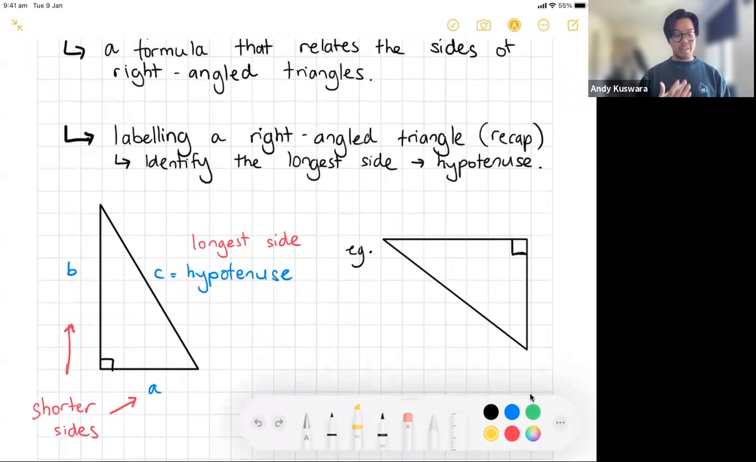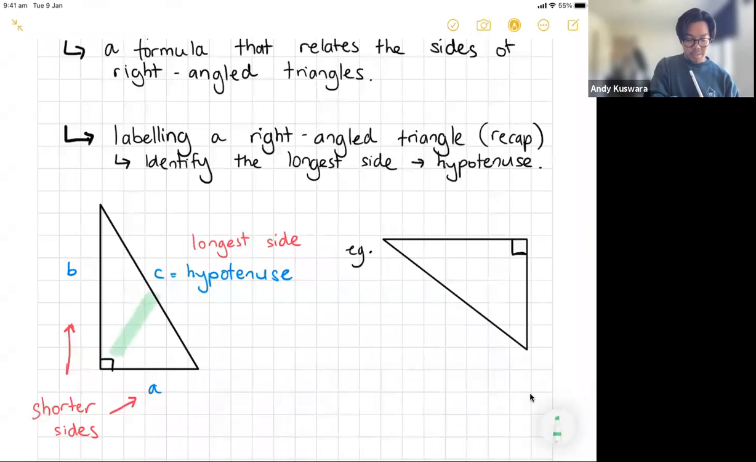And we're going to label the three sides. There's two shorter sides and there's one longer side, right? And that longer side is called the hypotenuse. If you did the work yesterday, you would know that the hypotenuse is that side there, C in that case. An easy way to find it: it's always going to be opposite wherever your right angle is, so it's the line that doesn't touch your right angle.